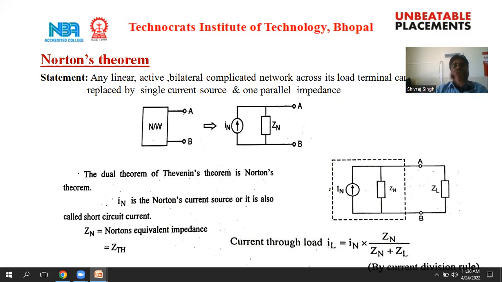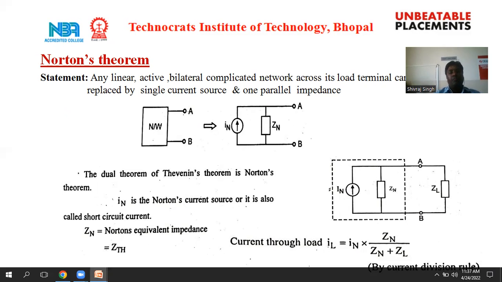And at the last, we connect the load terminal, that means in parallel with the Norton equivalent circuit, and find the response of the circuit. That means we can find out the current or voltage or power across the load terminal ZL. So in this circuit, according to the current division rule, we can calculate the load current. That is, load current IL must be equal to the source current IN into the opposite arm impedance ZN upon ZN plus ZL. That is the load current across the load terminal ZL.